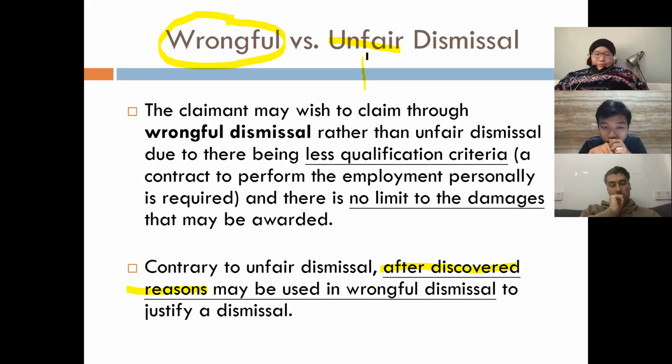But with unfair dismissal, I have to prove that I had a good reason to fire you, which I did not. And so I'm going to lose this case. But you can't use it unless you worked for me for 1 year. Why? Why not let you use it after 1 day? Why 1 year?